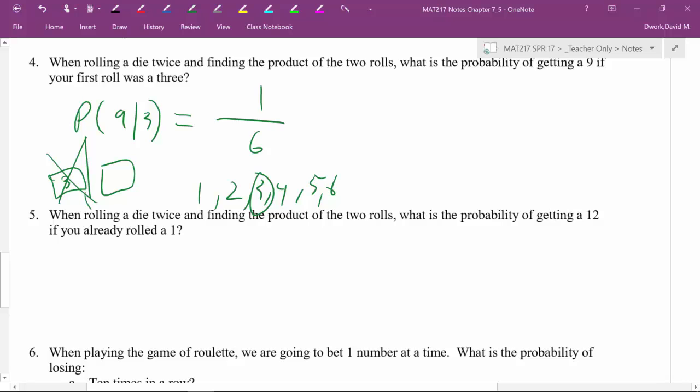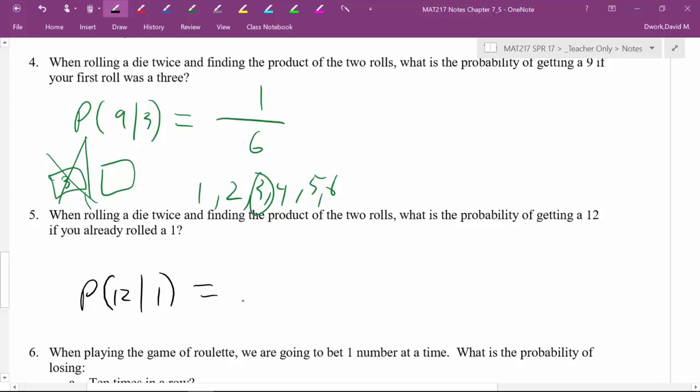When rolling a die twice and finding the product of the 2 rolls, what is the probability of getting a 12 if you've already rolled a 1? Try the problem. I'll do it now. Now, this problem, I only put it in here because sometimes students get hung up on this one.